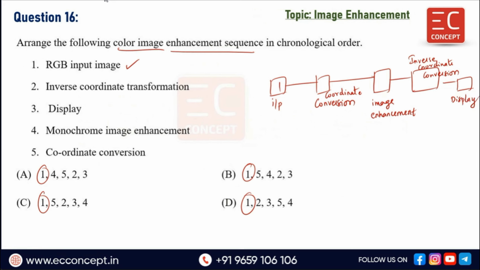அப்போ எந்த ஆப்ஷன் நம்மளுக்கு சாட்டிஸ்ஃபை பண்ணுது, தட் இஸ் 1, 5, 4, 2 and 3. ஸோ ஆப்ஷன் பி வில் சாட்டிஸ்ஃபை.